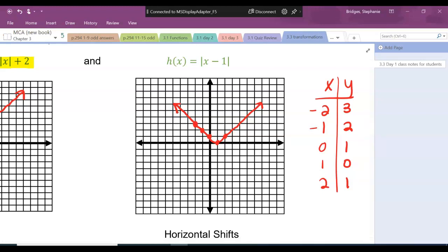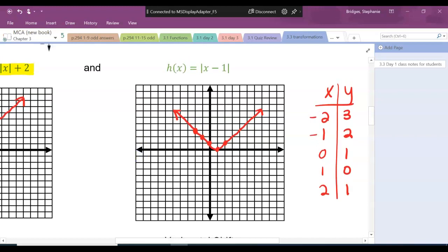What did this one do? It moved, which way did it move that? To the right. Okay, so in my absolute value, it was x minus 1, but my graph moved to the right one. Is to the right usually where negative numbers go? No, they go to the left, right? So we have to be very careful with these horizontal shifts.